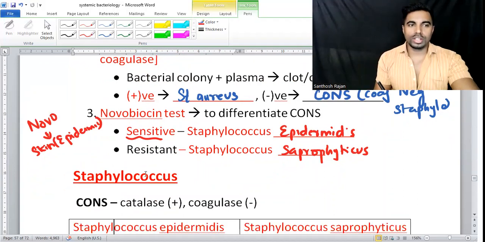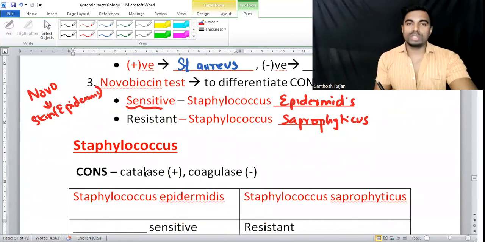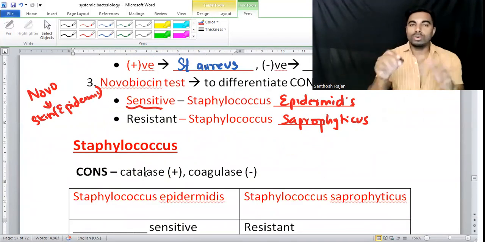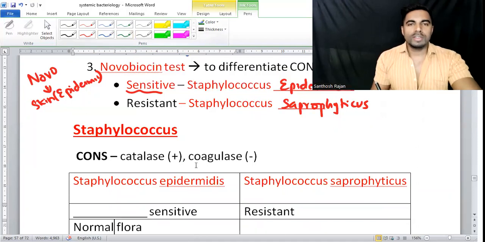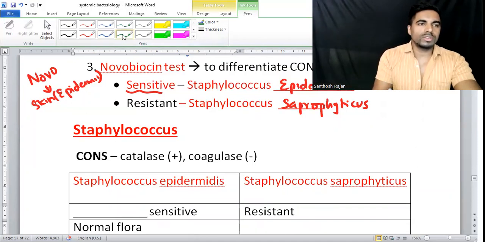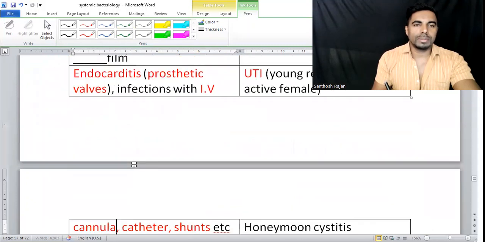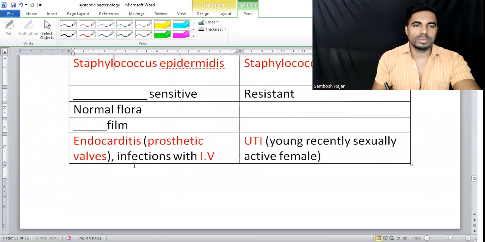Now, let's go to the individual organisms. I would like to start with the CoNS first because Staphylococcus is always a big topic, and CoNS is always neglected, yet you get questions from CoNS. It's very easy to remember. I'll tell you how to remember those points. So the first topic we're going to discuss is CoNS, where we have epidermidis and saprophyticus, the two important organisms.